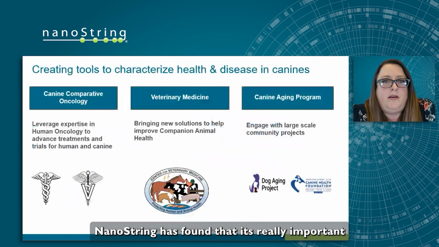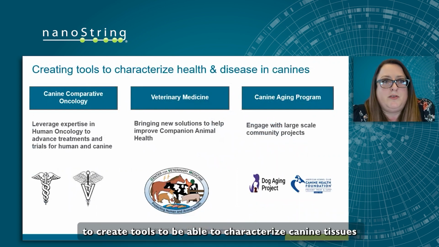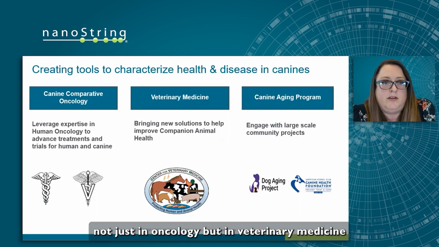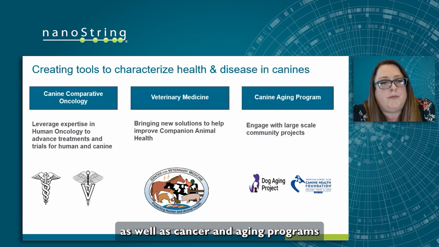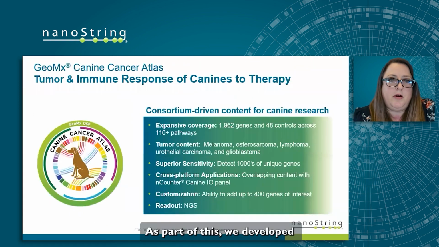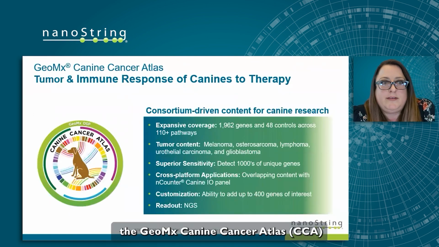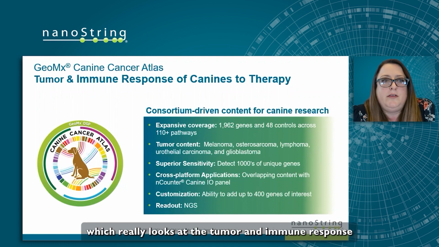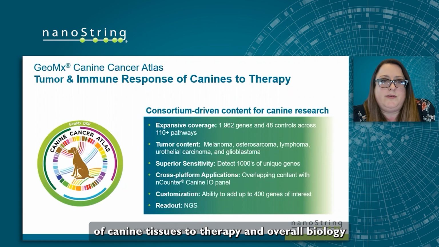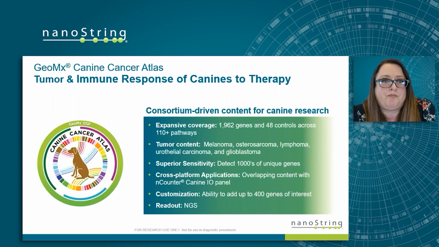NanoString has found that it's really important to create tools to be able to characterize canine tissues in all types of health and disease, not just oncology, but veterinary medicine as well as cancer and aging programs. As part of this, we developed the GeoMx Canine Cancer Atlas, which is really looking at tumor and immune response of canine tissues to therapy and to overall biology.